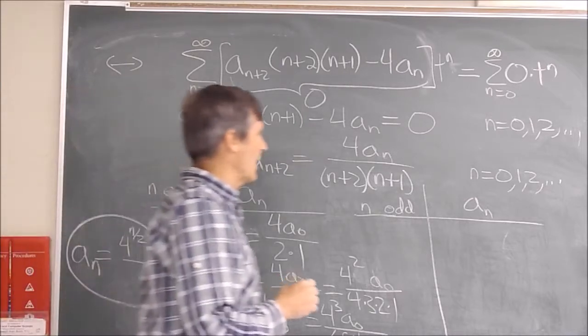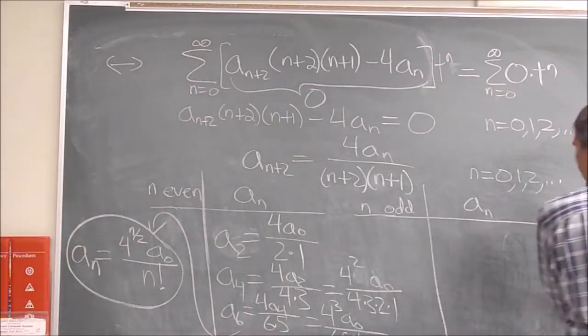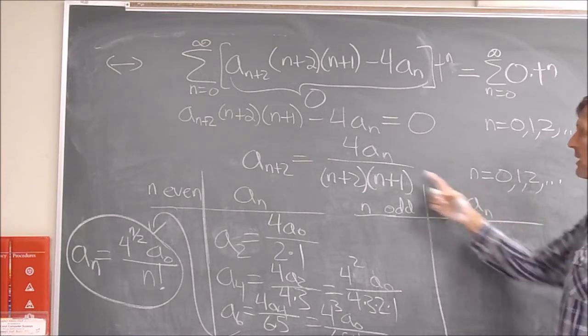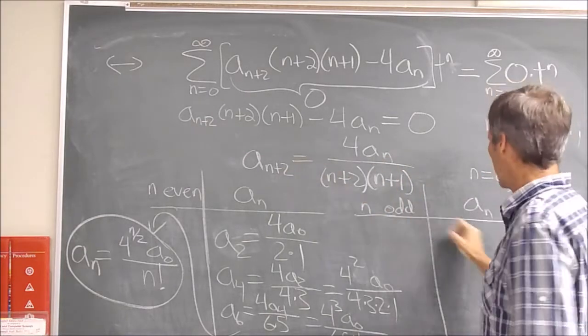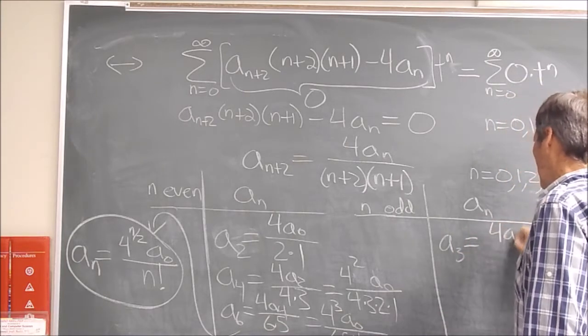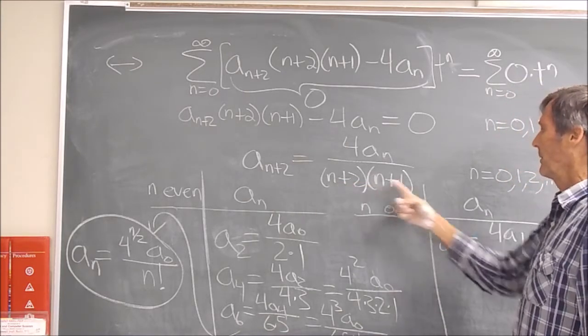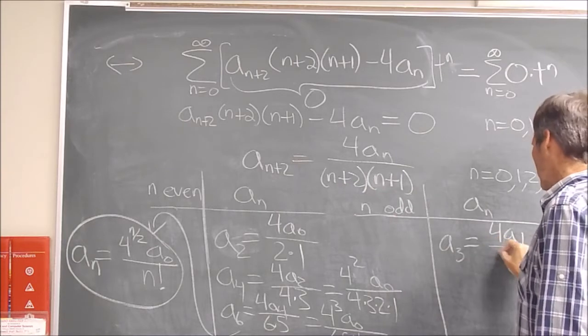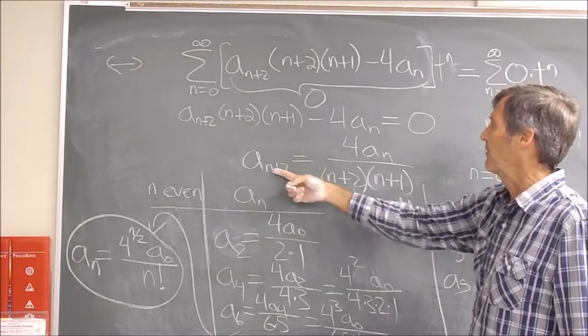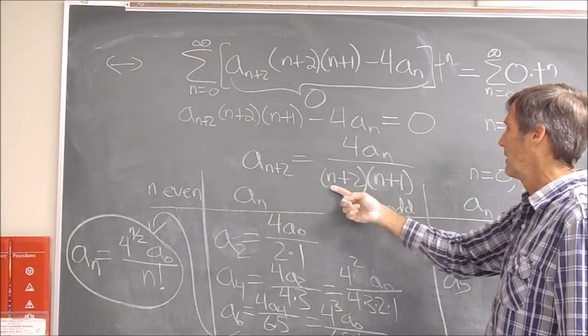How about when n is odd? We can similarly do this. When I put n equals 1 in here, I get a3 is 4a1 over 3 times 2. Similarly, a5, by putting in n equals 3, a5 is 4a3 over 5 times 4.